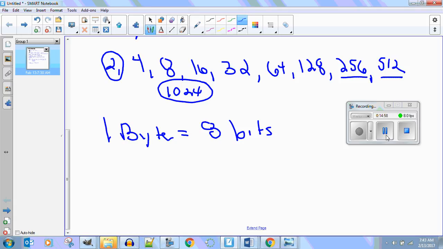So let's say you've got 8 gigs of memory, right? 8 gigs is 8 billion bytes, B-Y-T-E-S, right? How many bits are in there then?